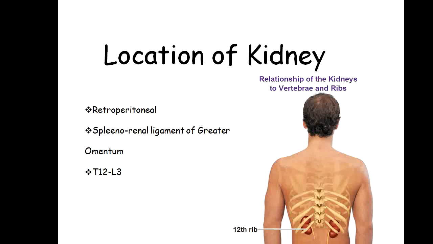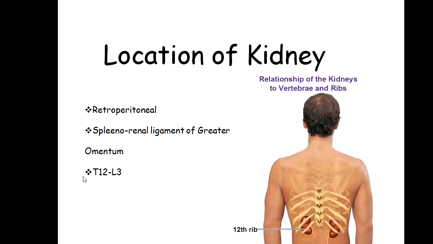It means that the kidney is located, coming toward this diagram, see this carefully, from T12 to L3, meaning from the 12th thoracic vertebra to the 3rd lumbar vertebra. The kidney is located in between these four vertebrae.